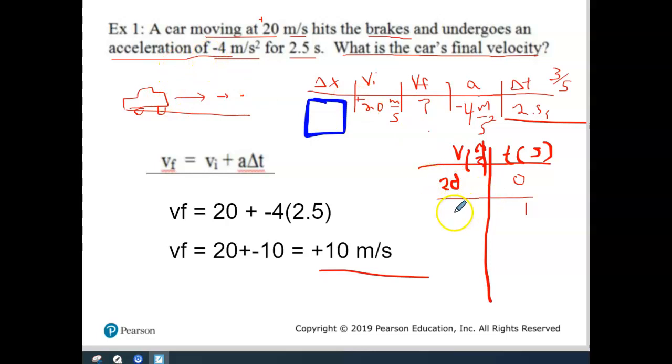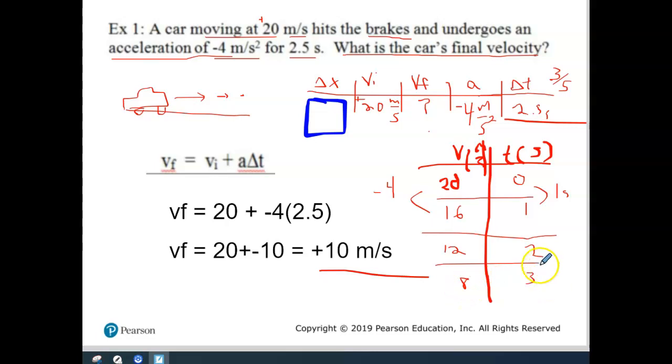That's the initial time. At 1 second, we're going to subtract 4. So if I subtract 4 here, I'd be at 16, because the acceleration, the change in velocity per change in second. So this is 1 second of change, and this is -4 meters per second of what we're adding to the velocity. So at 1 second, I'm going 16. At 2 seconds, I'd be going 12. At 3 seconds, I'm going to be going 8.